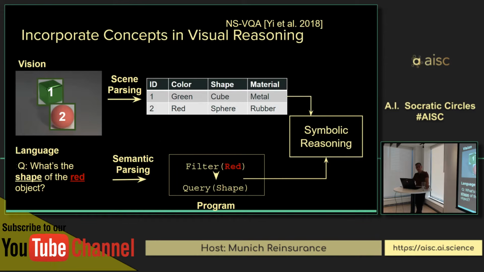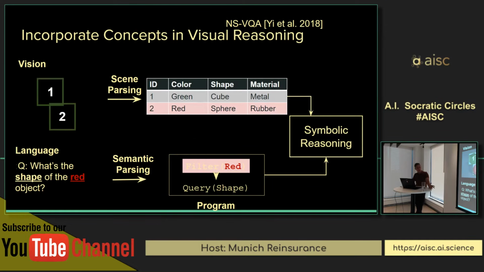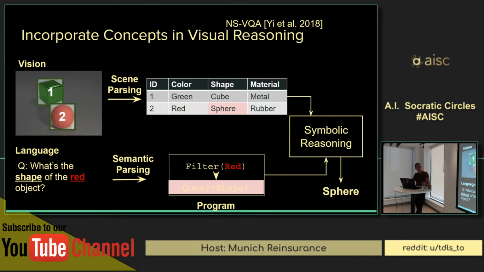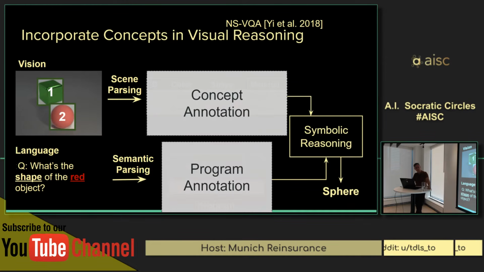In this case, what's the shape of the red object? The generated program, together with the abstract scene representation, is sent to a symbolic program executor. So we start with the filter operation, which looks for an object of a red color. Then we proceed to the query, which gives us the answer sphere.